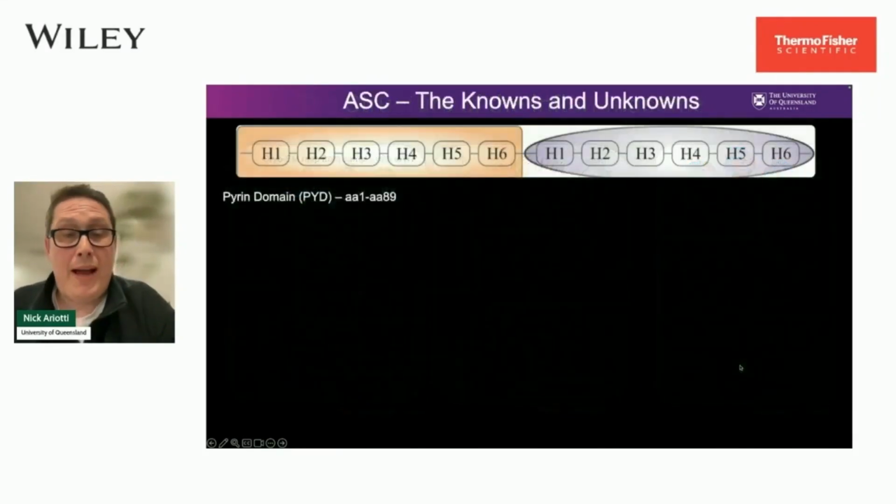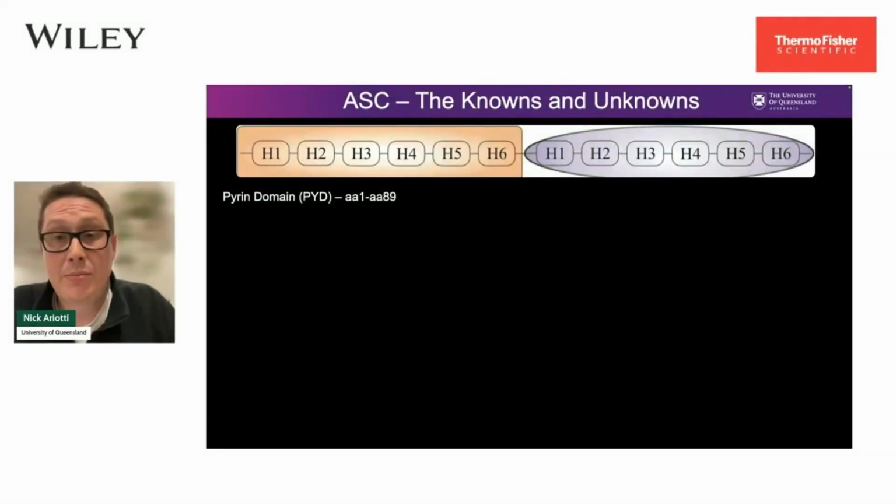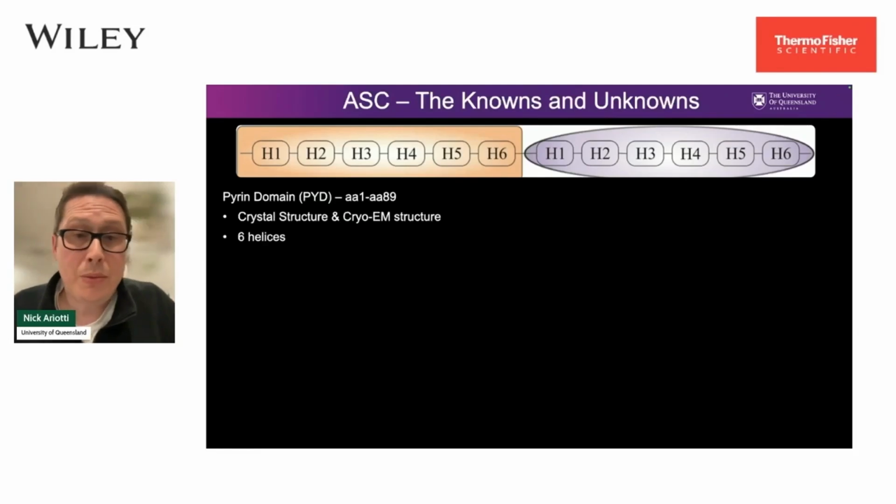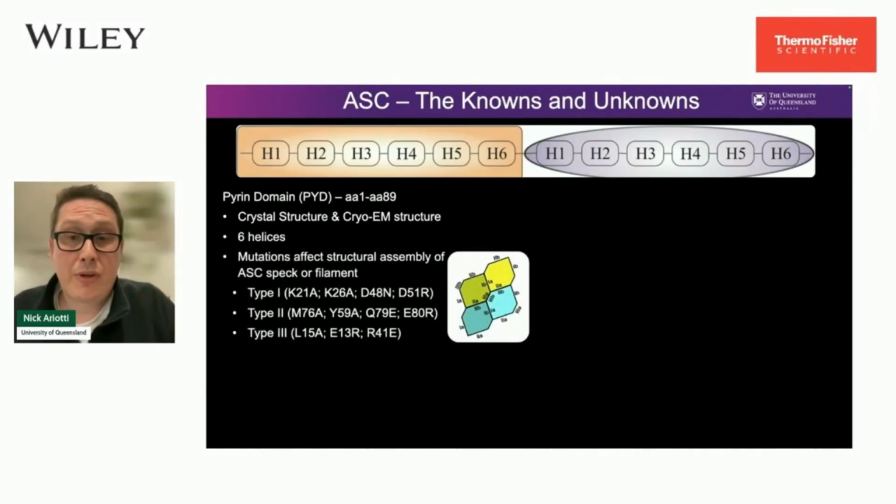So what do we know about ASC? Well, ASC is a 22 kilodalton protein made of 2 domains linked by a disordered region. The N-terminal pyrin domain is comprised of 6 alpha helices. We also know from structural studies that I'll get onto in the next slide that the protein forms these complex interaction interfaces that interact to generate a filamentous-like arrangement. Mutations that disrupt this interaction interface impede the protein's ability to form specks in cells and, in some cases, filaments in vitro. And in the interest of time, I won't get into this today.